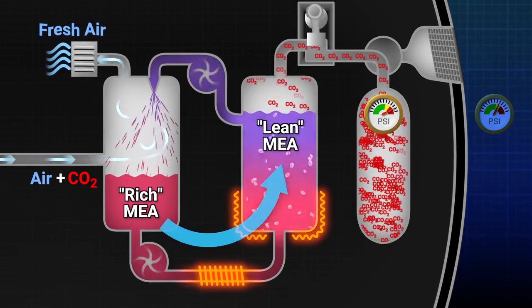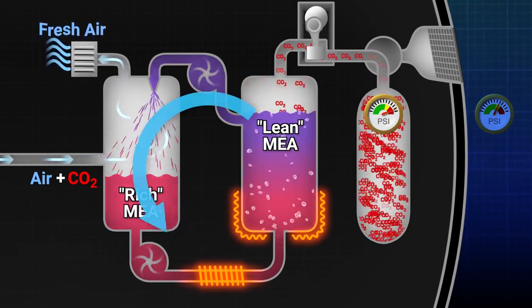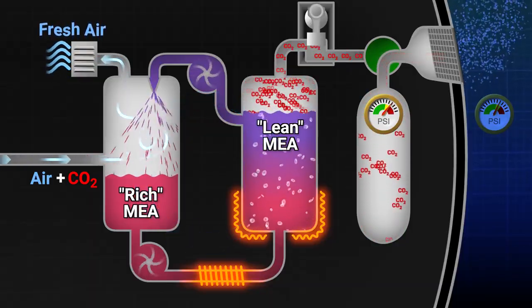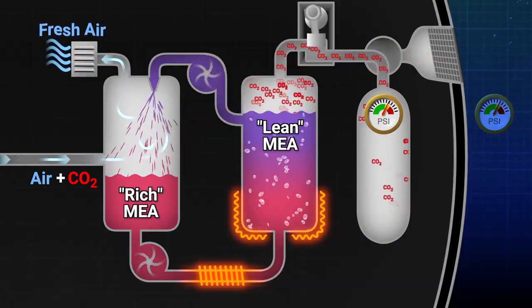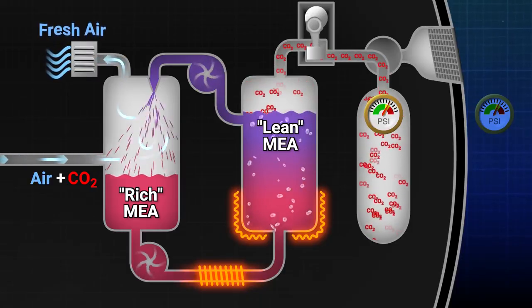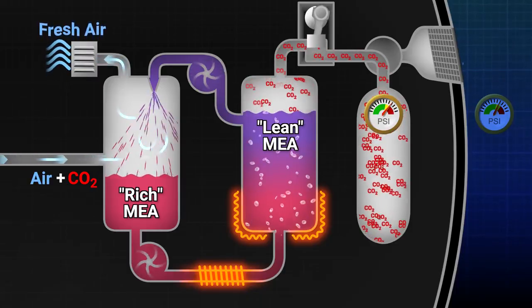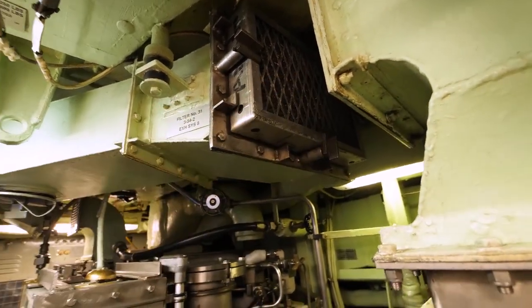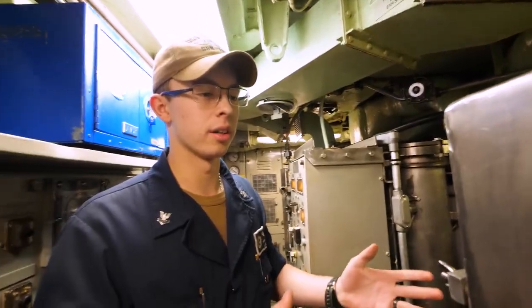The fact that you can take that lean amine and then make it rich and then make it lean again is fantastic, because that means you don't have any consumables on board and you can continuously scrub CO2 from the air indefinitely. That's a really big deal when you're trying to be underwater for an extended period of time. So this amine system is critical for staying submerged in a submarine.